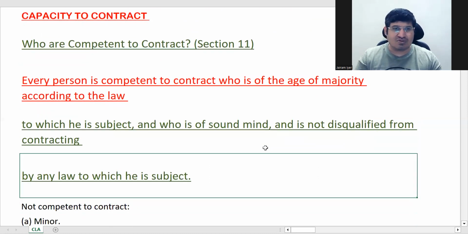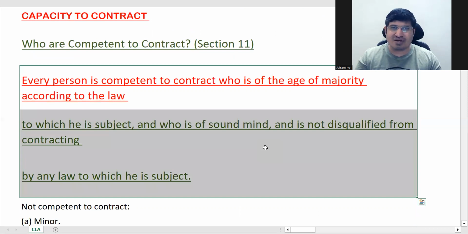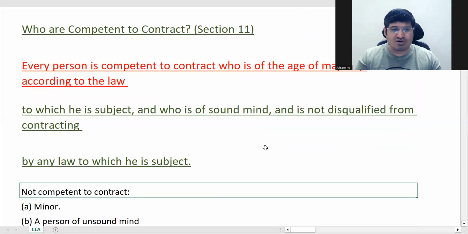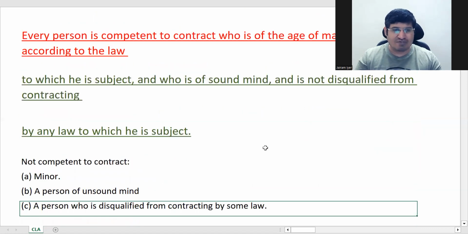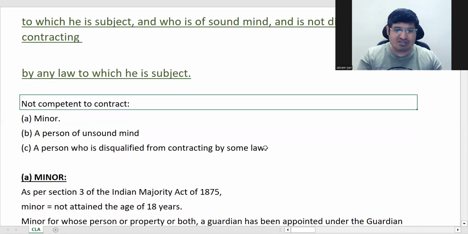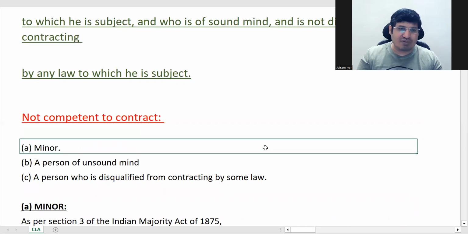Don't learn this, there is no need to learn it. So who is not competent to contract? That you can pick from these three points only. Who is not of the age of majority? That means a minor.